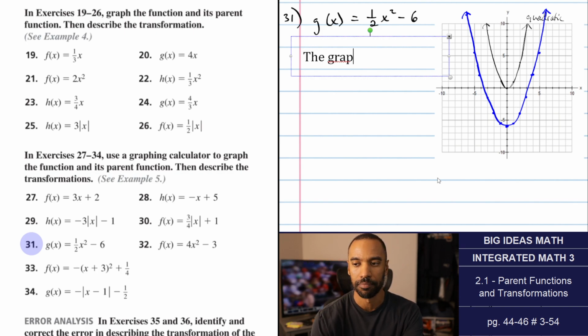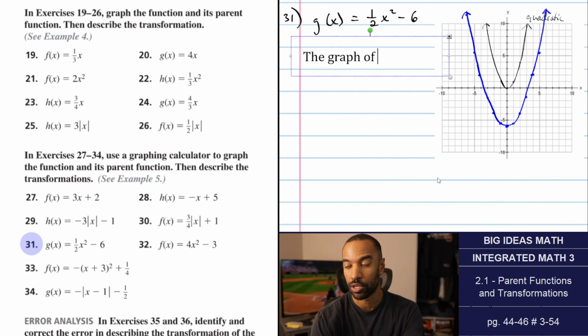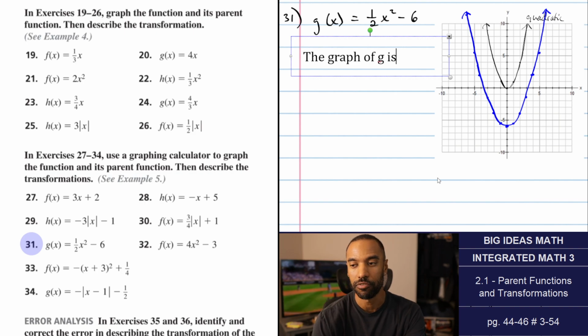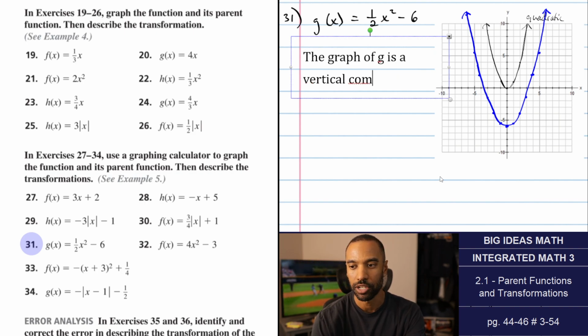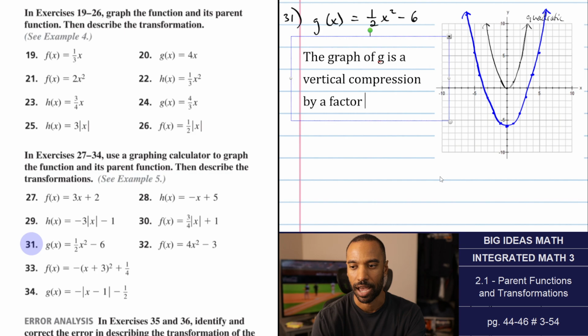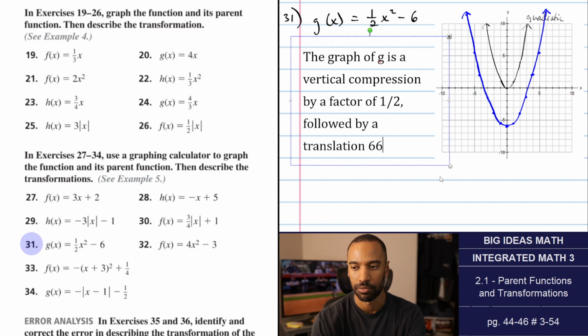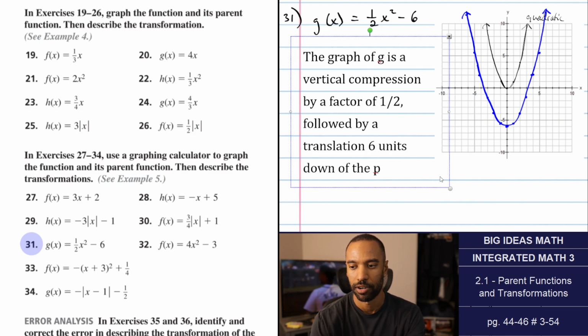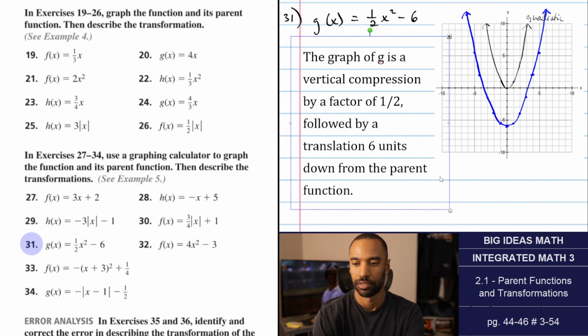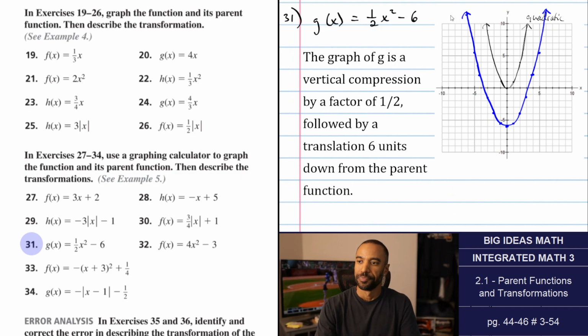So the graph of G, and this is probably what you'll see on your calculator, is a vertical compression by a factor of 1/2, followed by a translation 6 units down from the parent function. All right, that's number 31. Let's go to number 32.